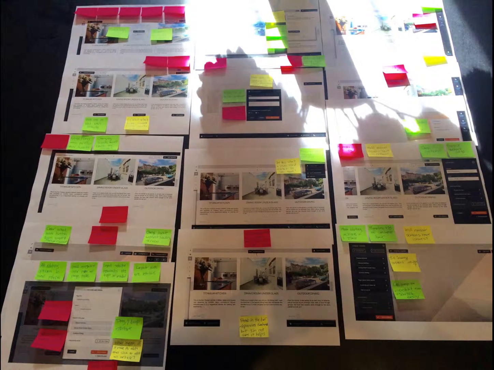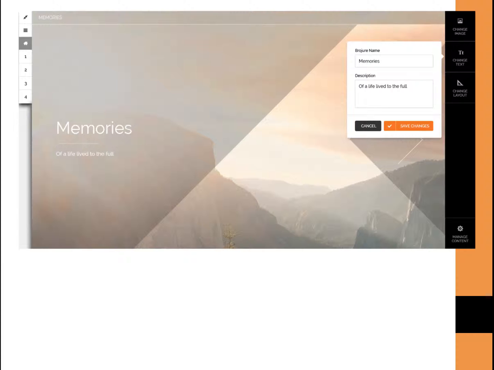I then took all the green post-its and put them on one side, and took all the red ones and put them on the other side, and said, okay, the right design, or at least the right design to start with, is the one that contains most of the green qualities, the positive qualities, and the least of the red qualities, the negative qualities. And the design that was closest to that was this one, which we call the sidebar.